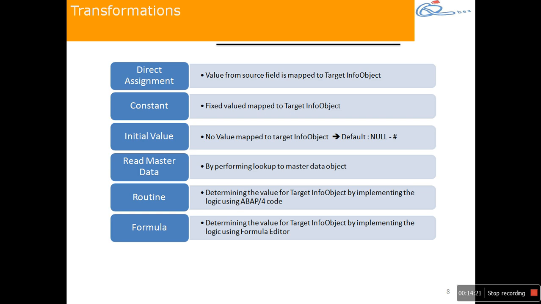Same way, when you go about writing a routine in the transformations, it opens up an ABAP editing screen. By default, it declares a variable called result. Result and output. You do all the manipulations you want with ABAP, and whatever you want to return to the target, assign it to result.